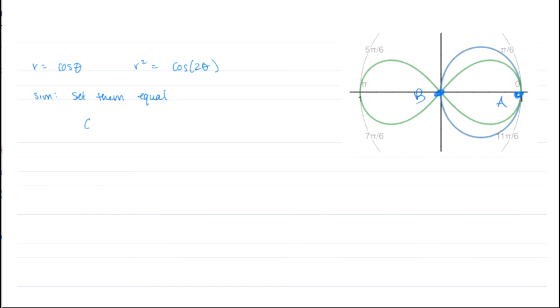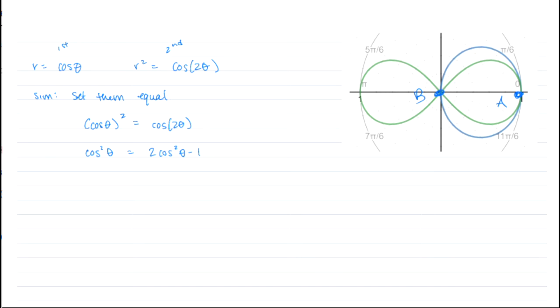So I'm going to plug the one on the left into the equation on the right. So this is your first and your second. I'm going to plug cosine theta into r. So I have cosine theta squared equals cosine 2 theta. I'm going to write this as cosine squared, and use the double angle identity for cosine, which gives 2 cosine squared theta minus 1. You could do the intermediate step, where you have cosine squared minus sine squared, and then replace sine squared with 1 minus cosine squared, and you end up here.